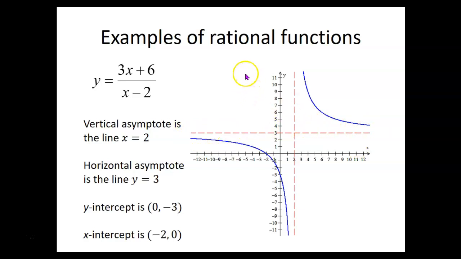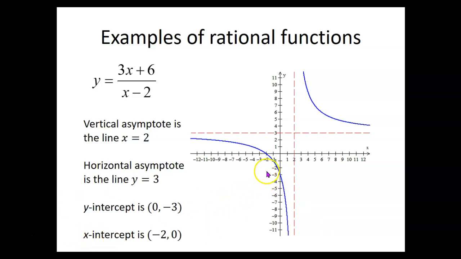A couple other things we can figure out. Just like with any function, the y-intercept, where the graph crosses the y-axis, is the point where x is equal to 0. So if we put 0 in for x, 3 times 0 plus 6 over 0 minus 2, we get 6 over negative 2, which is negative 3. So the point (0, negative 3) is the y-intercept.